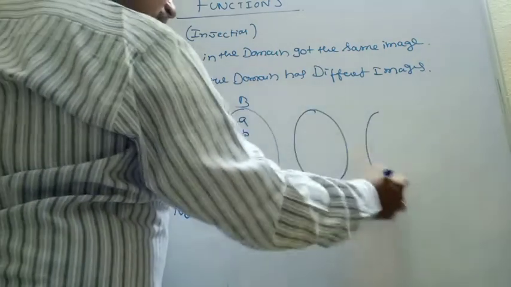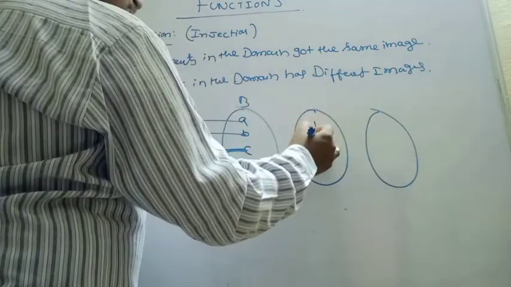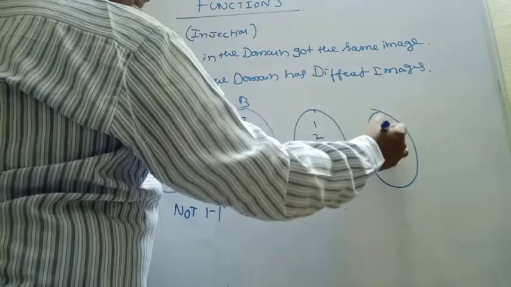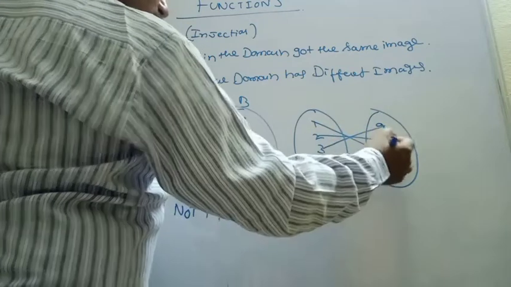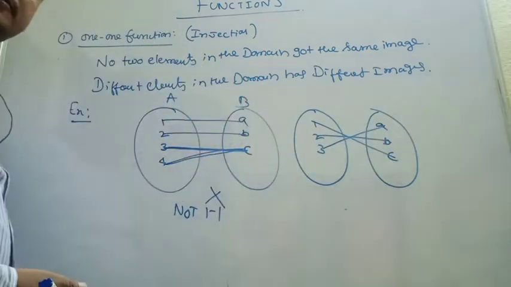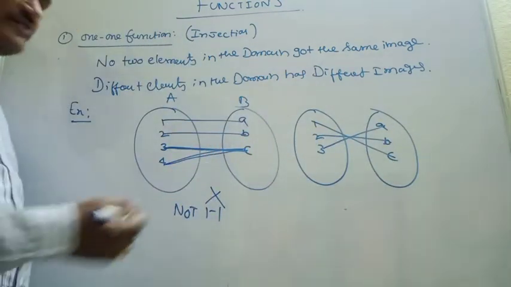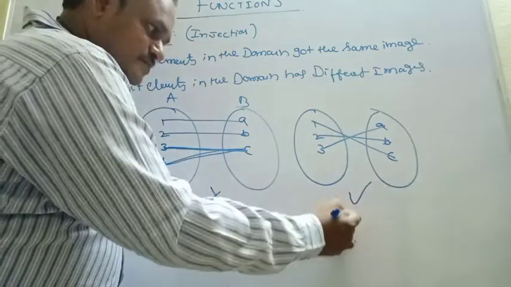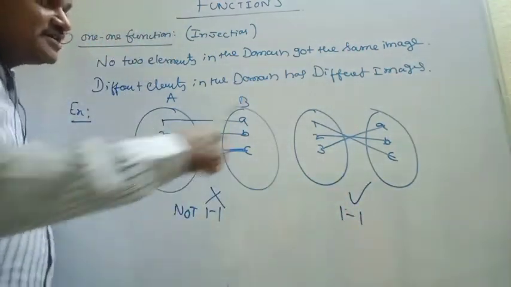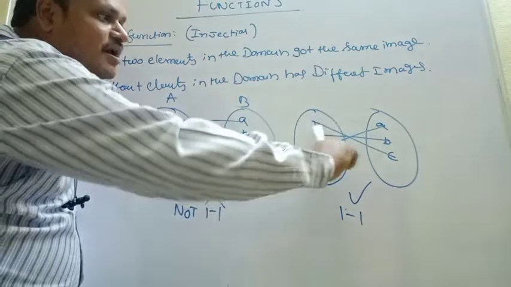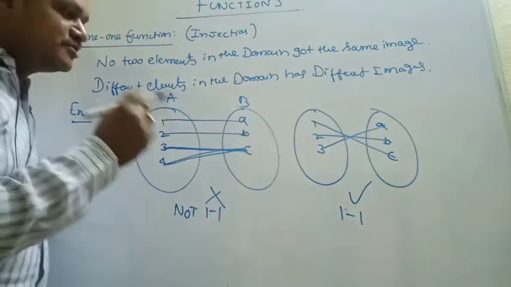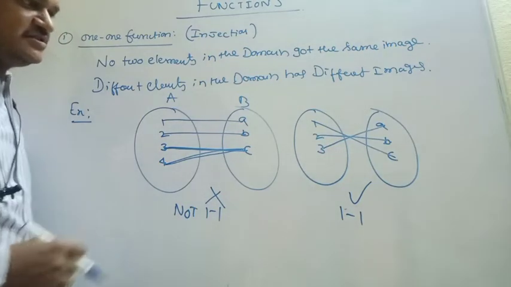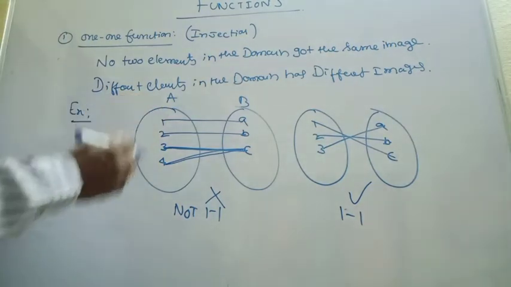Next, let us see this. Suppose I have 1, 2, 3 and A, B, C. 1 with C, 3 with A, 2 with B. Is it a one-one function now? Please observe. Yes, it is a one-one function because different elements have correspondence with different images. Therefore, it is a one-one function, no doubt in it. This is an example of a one-one function.